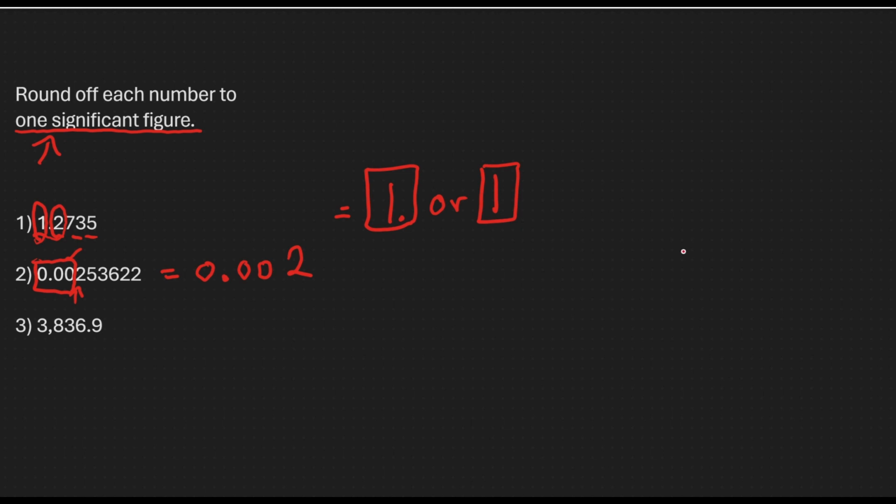So here we have the 2, and the 2 is the first significant figure. And I have to look at the next number, the 5, to determine if it stays at 2 or it goes up to a 3. In this case, we have a 5, so the 2 becomes a 3 because that's what happens when we round. And I will replace everything else with zeros, and that's step one.